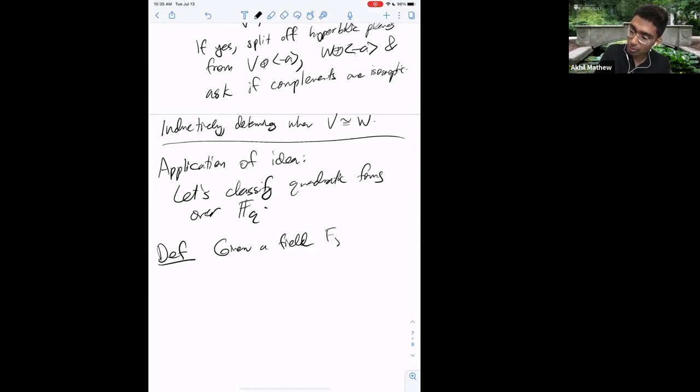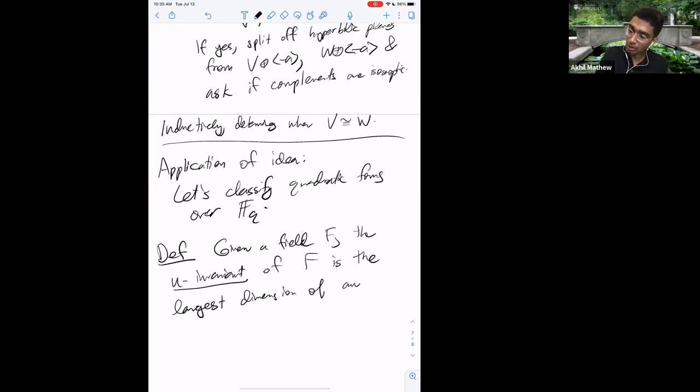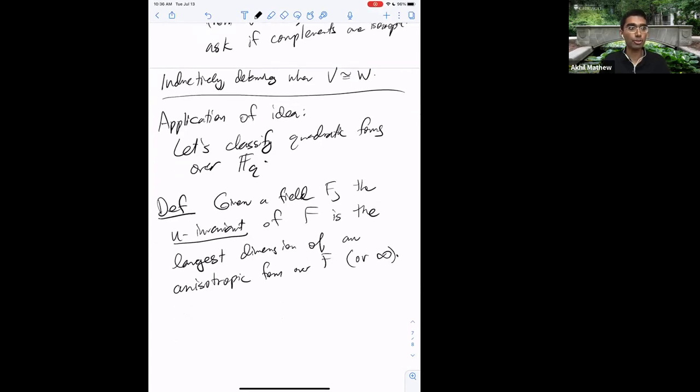We're going to make the following definition: given a field F, the u-invariant of F is the largest dimension of an anisotropic form over F, or infinity if there's no largest dimension. For example, over the real numbers the u-invariant is infinity, because x_1 squared plus dot dot dot plus x_1,000,000 squared is still anisotropic. But over many fields, once you have a quadratic form in enough variables, it automatically has a solution. And that's called the u-invariant.